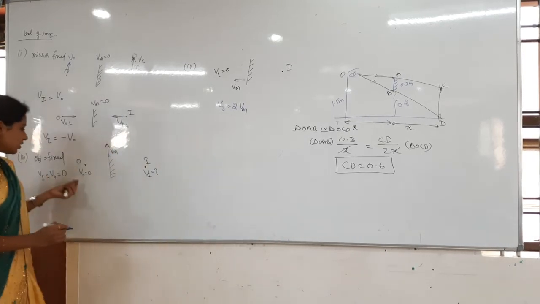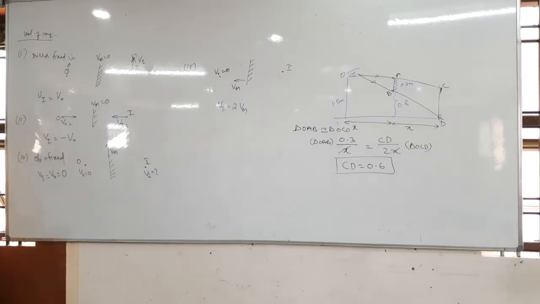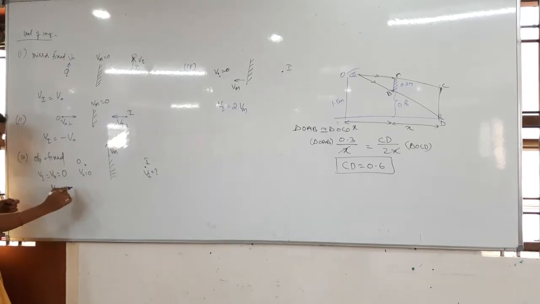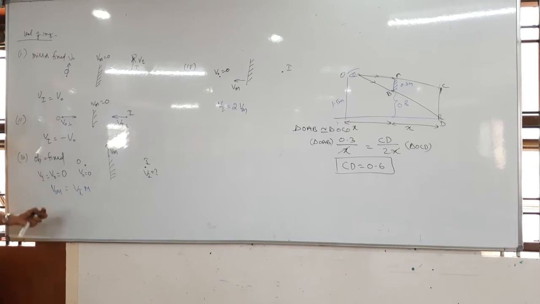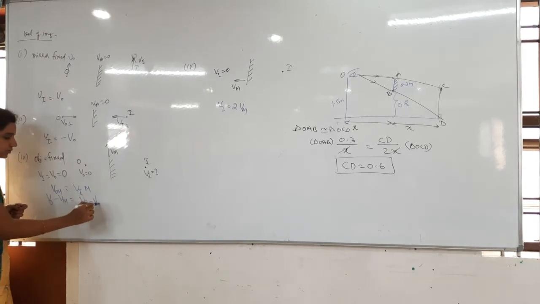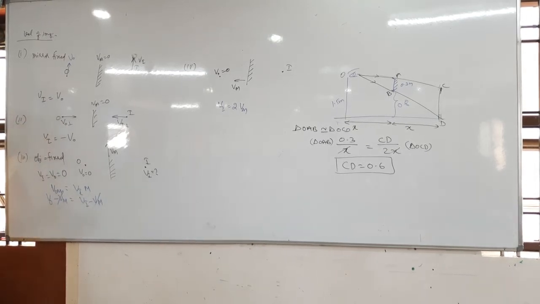Now here, let us first consider the case where the velocity of the image is 0. Velocity of object with respect to the mirror is equal to velocity of image with respect to the mirror. In which direction are we finding this? Parallel direction. So the velocity of object with respect to mirror, Vom, is equal to Vo minus Vm, which equals the velocity of the image with respect to the mirror, Vi minus Vm. Minus Vm gets cancelled. Vo is exactly equal to Vi.